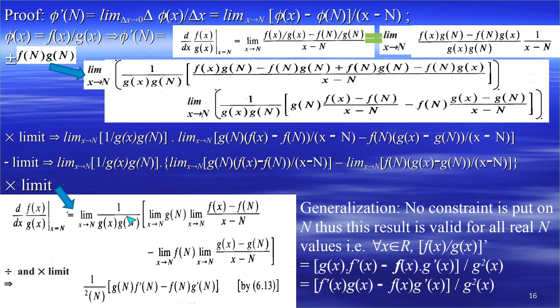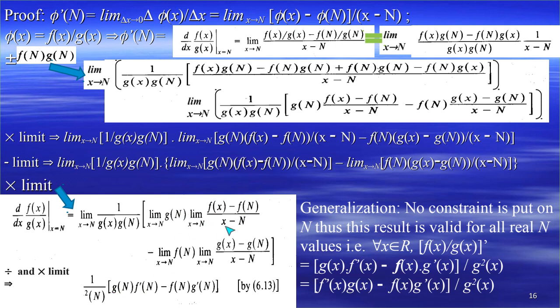What shall I do? Here I have a limit. The limit of this product is the product of limits. So the limit of g of x is g of n when x goes to n. G of n is already there. So I obtain here 1 over g of n square. There is a small problem here. Somehow this g has disappeared. But here I have g of n square, 1 over g of n square. The limit of this thing is 1 over g of n square.